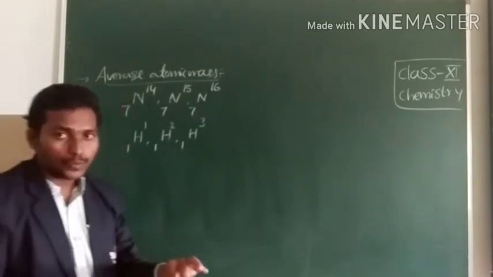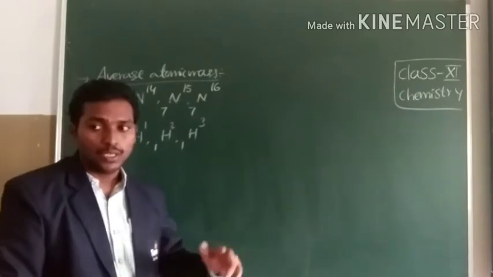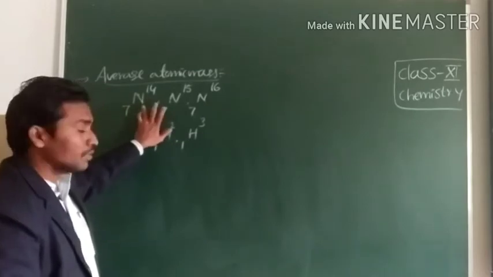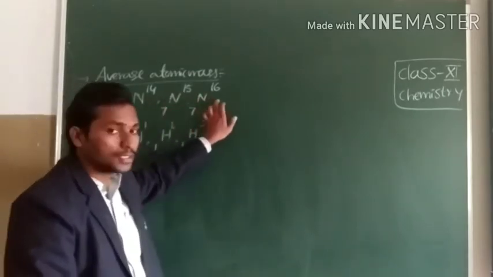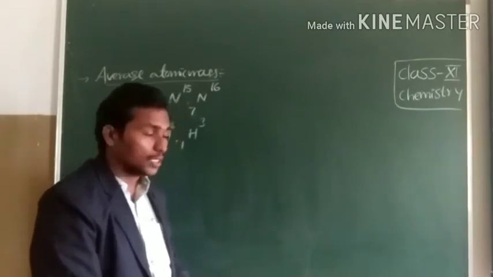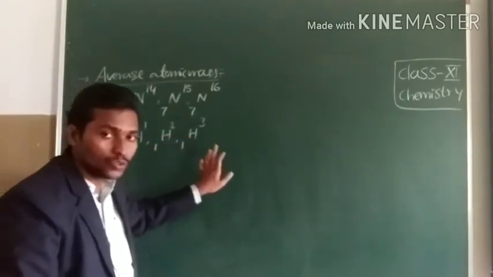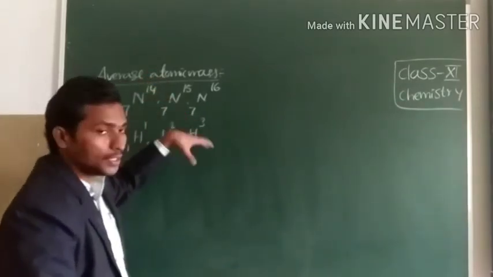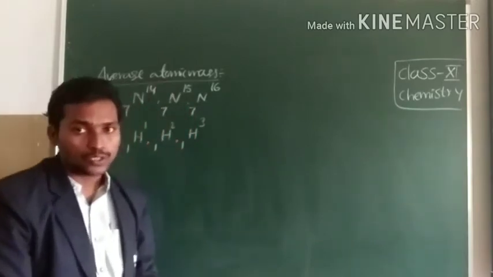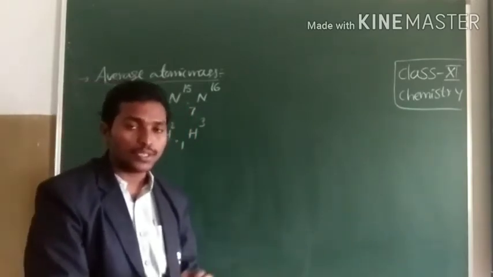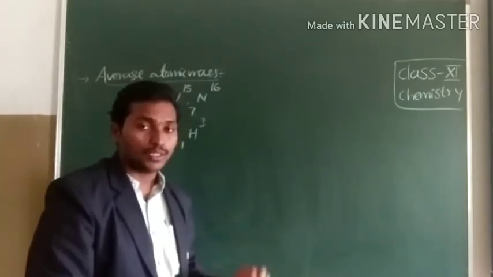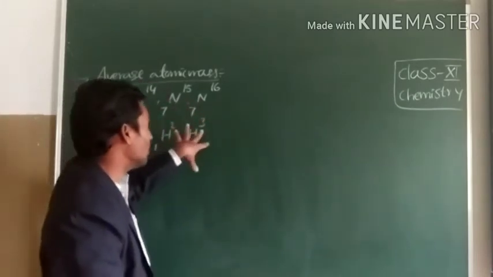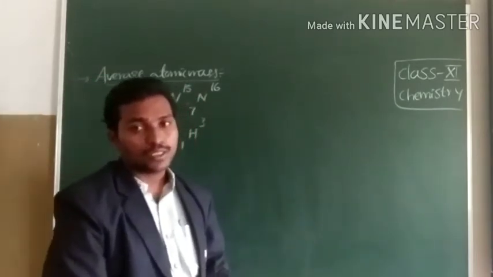Isotopes are atoms of an element having the same atomic number but different mass numbers. Here N-14, N-15 and N-16 are isotopes of nitrogen, and hydrogen-1, hydrogen-2, hydrogen-3 are isotopes of hydrogen. So in nature, elements contain more than one isotope. In such a case, how can we find out the atomic mass of the element? In that case, we have to use average atomic mass. By using average atomic mass, we can find out the atomic mass of such an element.